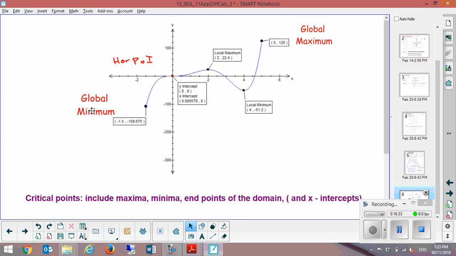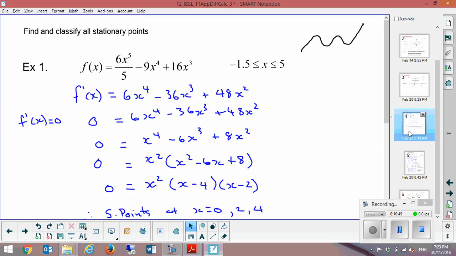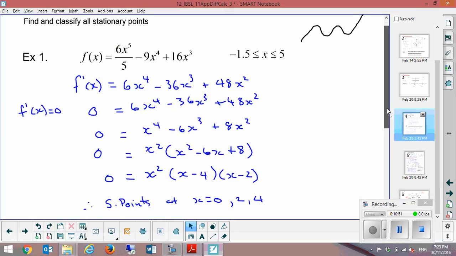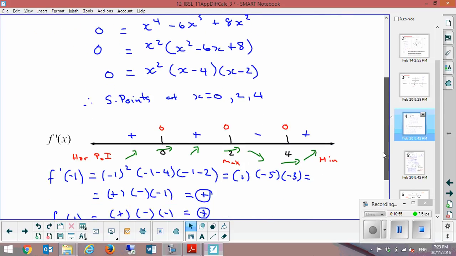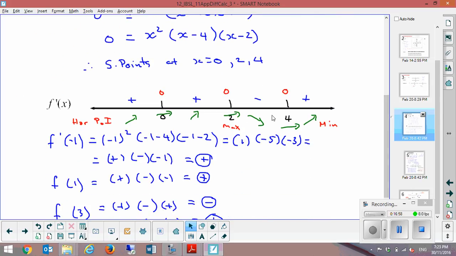So when you're coming to graph or sketch these, the critical points we've done so far is we want to find maxima, minima, endpoints of the domain, and of course we're going to look at x-intercepts and y-intercepts. So hopefully you've got a better understanding of how we can sketch curves by using the first derivative and then coming up with our sign diagram and interpreting your sign diagram. So thanks for listening, and if you've got any questions, bring them to class.